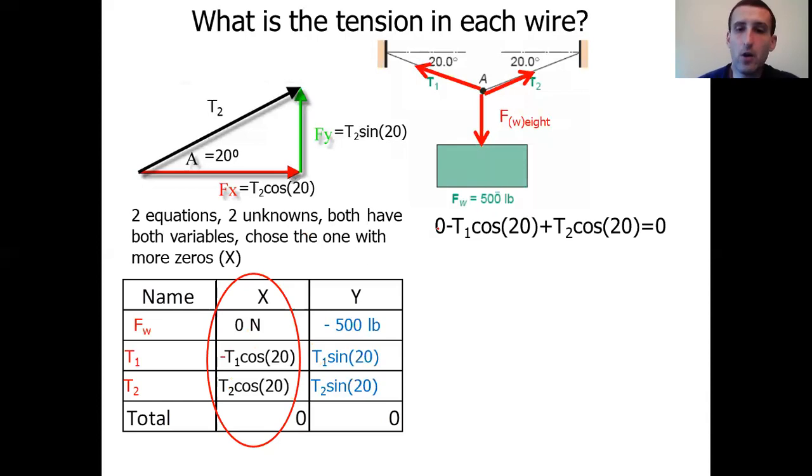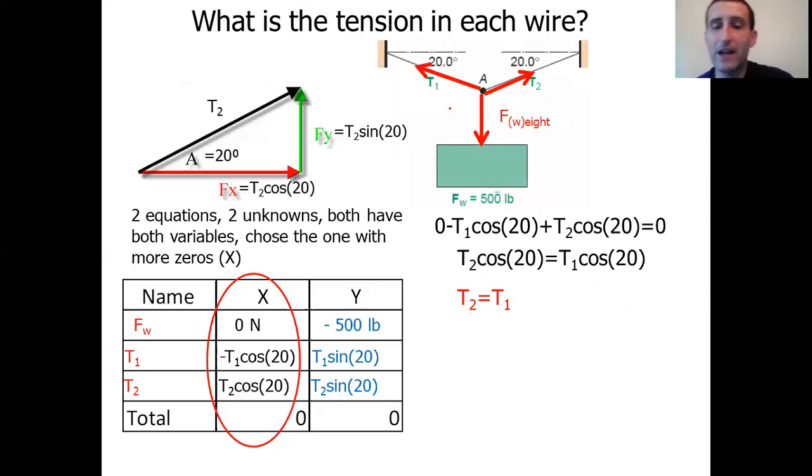So we got 0 minus T1 cosine of 20 plus T2 cosine of 20 equals 0. So we move the negative 1 to the other side, and we get T2 cosine of 20 equals T1 cosine of 20. We divide both sides by the cosine of 20, and it drops on both sides, and we get the expression T2 equals T1. Now, if you had looked at the original problem, you might have been able to guess that. But now we have algebra that tells us that that is, in fact, true.